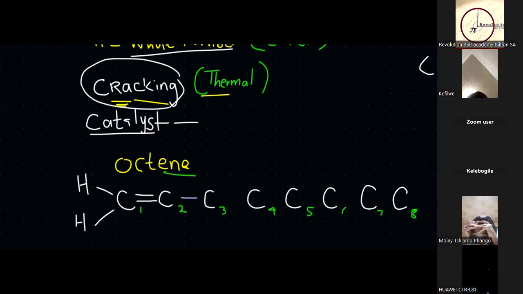hydrogen. There's a reason why I chose octene: this is an alkene that has 8 carbon atoms in the main chain, right? So it's too long. I just chose the long alkene simply because I want to explain this term of cracking.